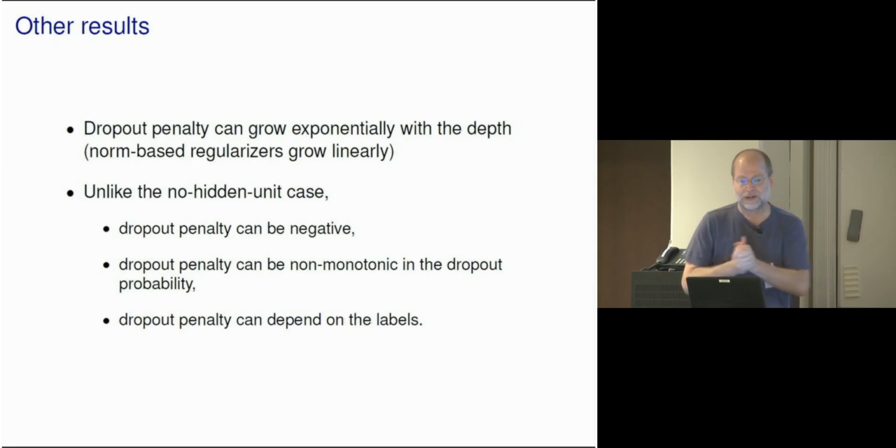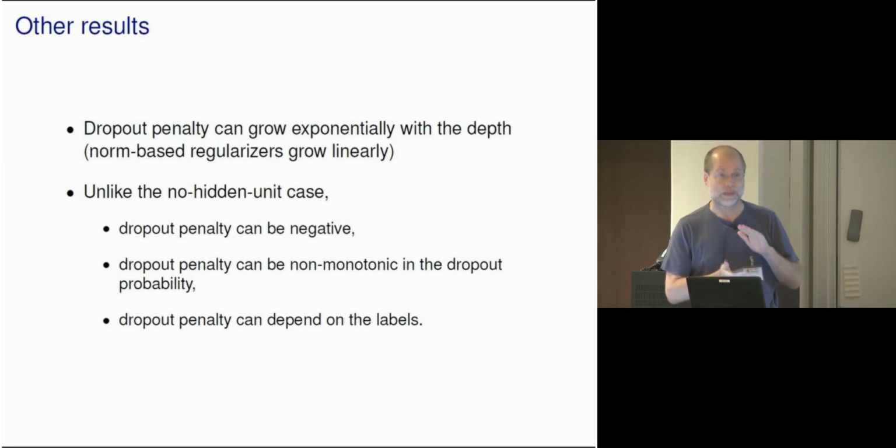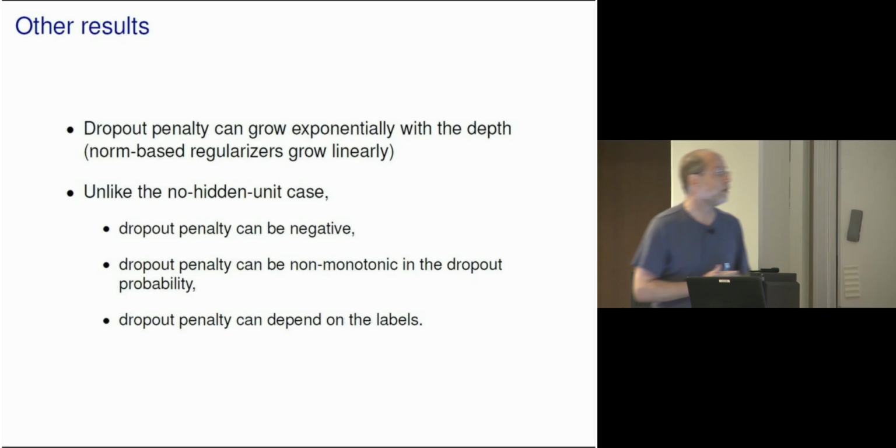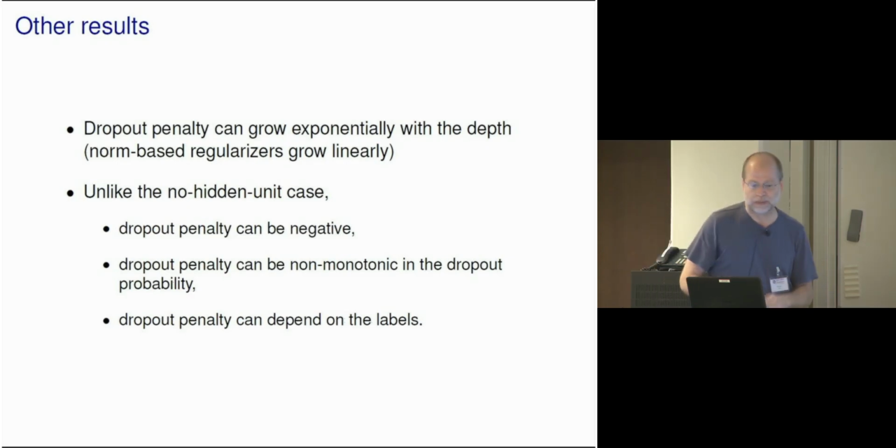So here are a few quick other results. The dropout penalty can grow exponentially with the depth, whereas any norm-based regularizer must have a penalty that grows linearly with the depth. Then there are a few differences between dropout in the deep network case and the shallow network case. The dropout penalty actually can be negative. It can be non-monotonic in the dropout probability, and it can depend on the labels.